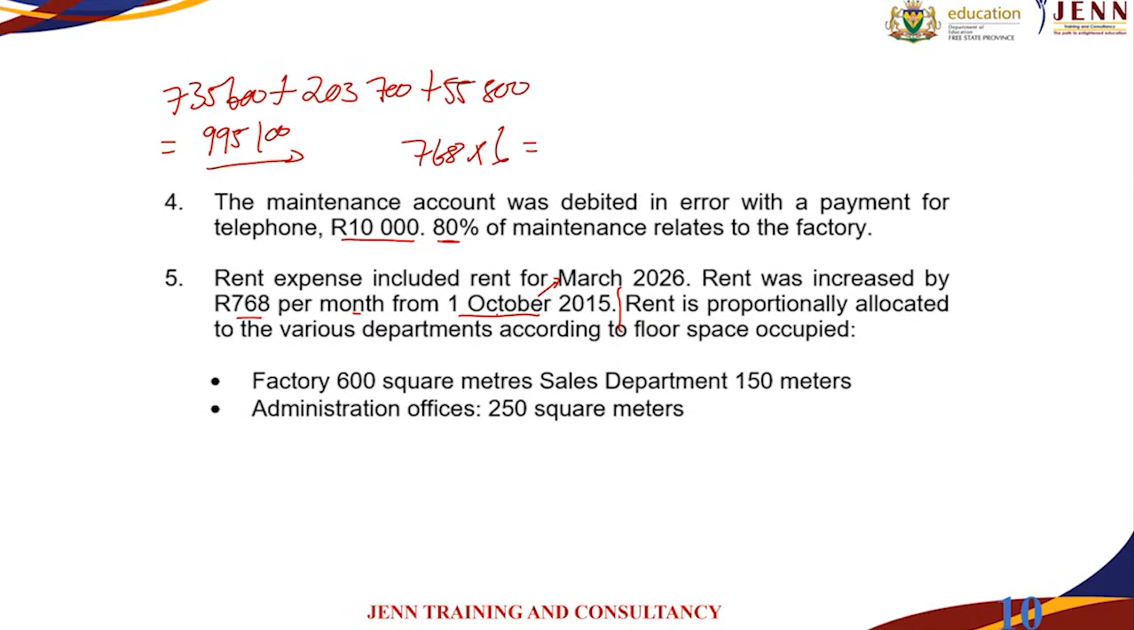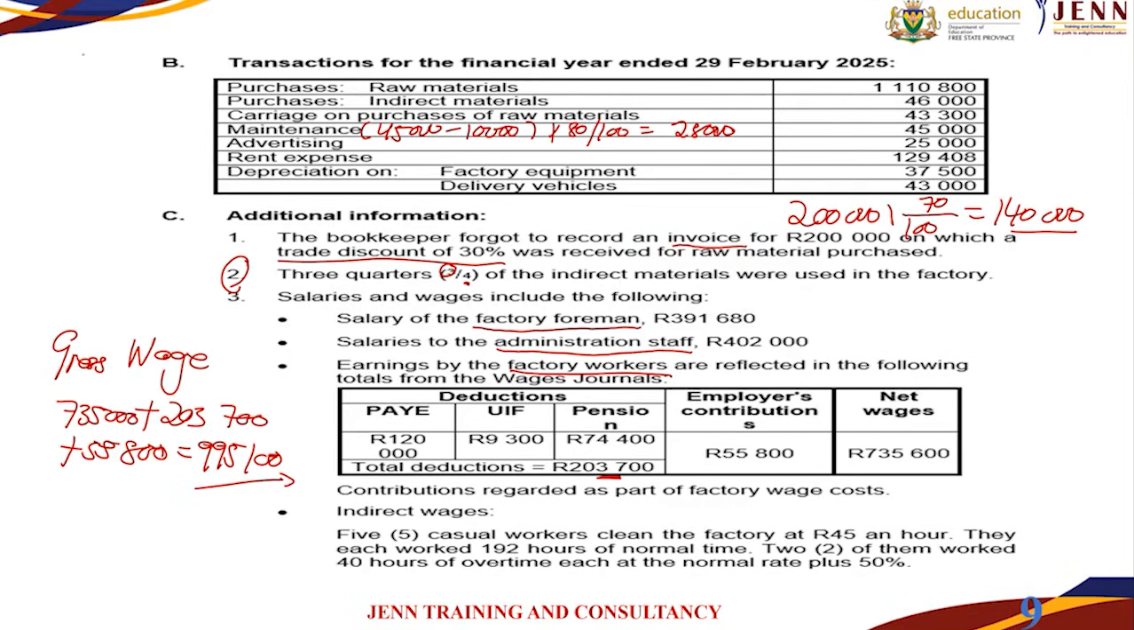So we are going to say 768 multiplied by 6. It is going to give us 4,608. Now, this is the extra amount that must be subtracted so that we can have the equal rent amount before increase.